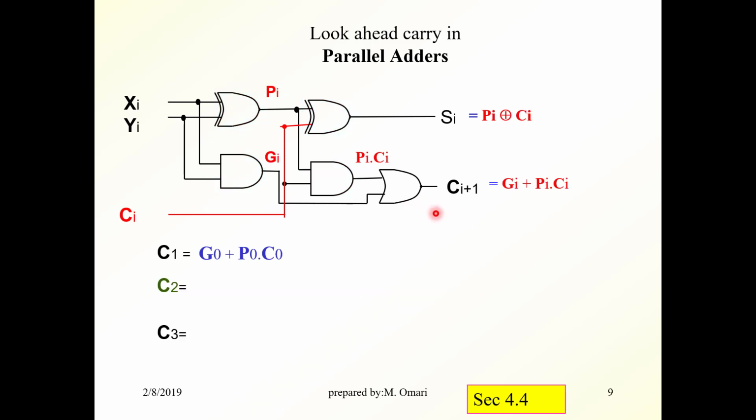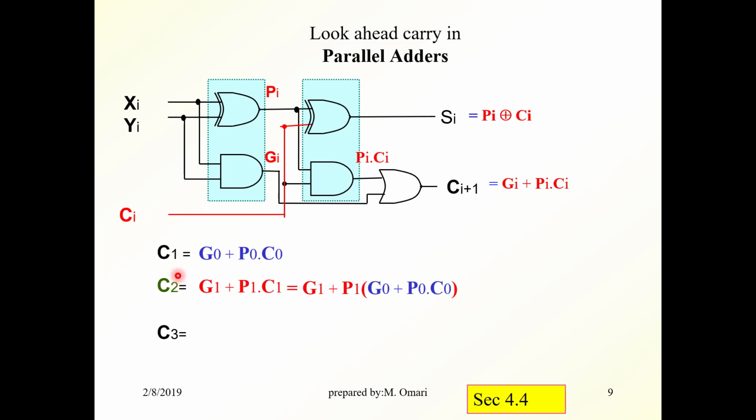In general, this is the full adder circuit in any stage. Si is equal to Pi exclusive OR with Ci. Ci plus 1 is equal to Gi ORed with Pi ANDed with Ci. We have seen this is C1. Now, let's look at what C2 is. Can we anticipate what C2 is? C2 is, replacing i here with 1, equal to G1 ORed with P1 ANDed with C1. And C1 is equal to this expression. If we put this expression here.